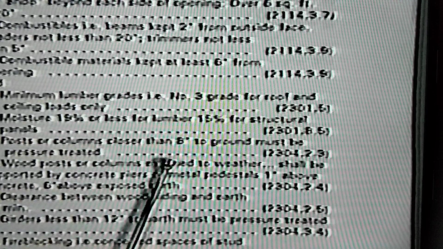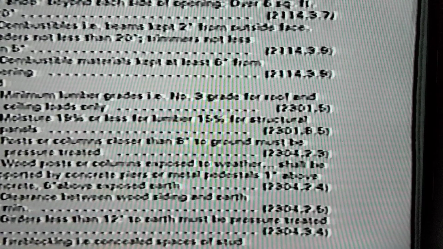There are also rules about how close untreated wood can get to the ground. In this case, posts and columns, if they are closer than 8 inches, they have to be pressure treated. In the type of construction that has a raised floor and you have combustible materials such as floor joists out of wood, then these need to clear the earth by at least 6 inches.